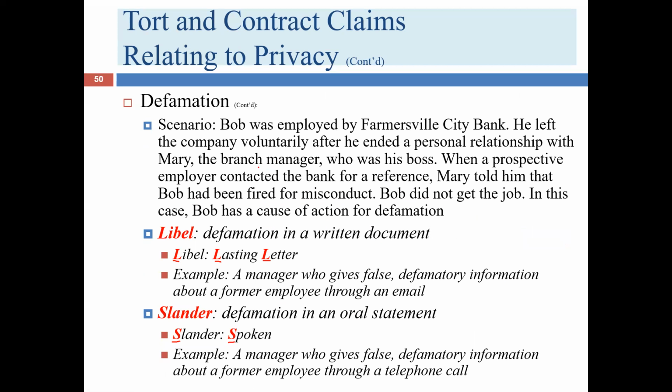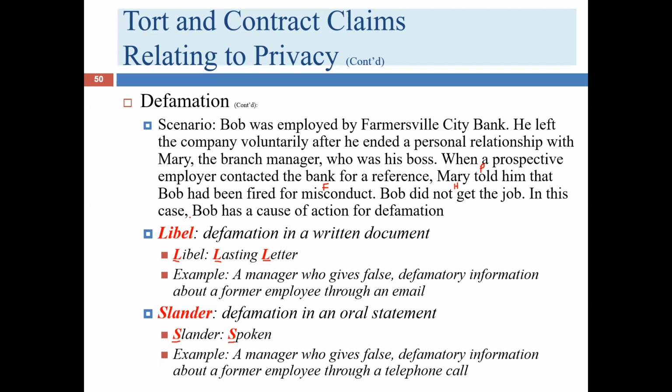Let's consider Bob's scenario. So, Bob was employed at the bank. He left the company voluntarily after he ended a personal relationship with someone there, a romantic relationship. When a prospective employer contacts the bank, Mary, Bob's former romantic partner, tells the prospective employer that Bob was fired for misconduct. That's a false statement. So we have a falsity and we have publication right here. And we even have harm to Bob because Bob doesn't get the job. So we have all three of our elements present.